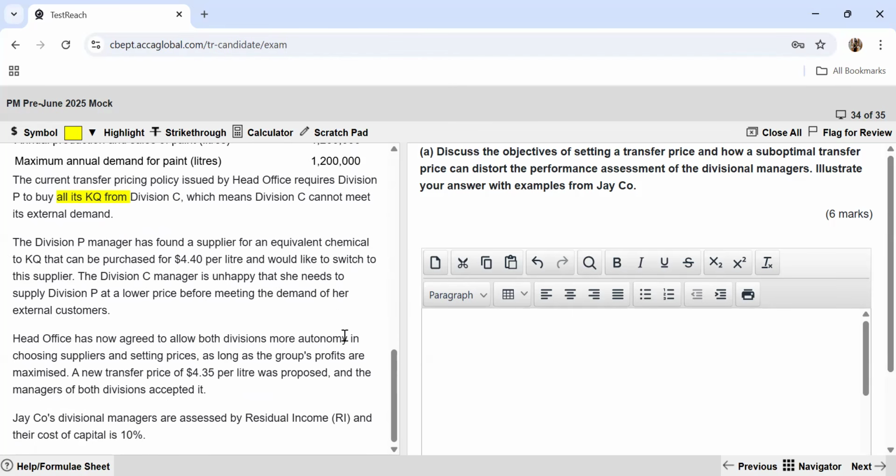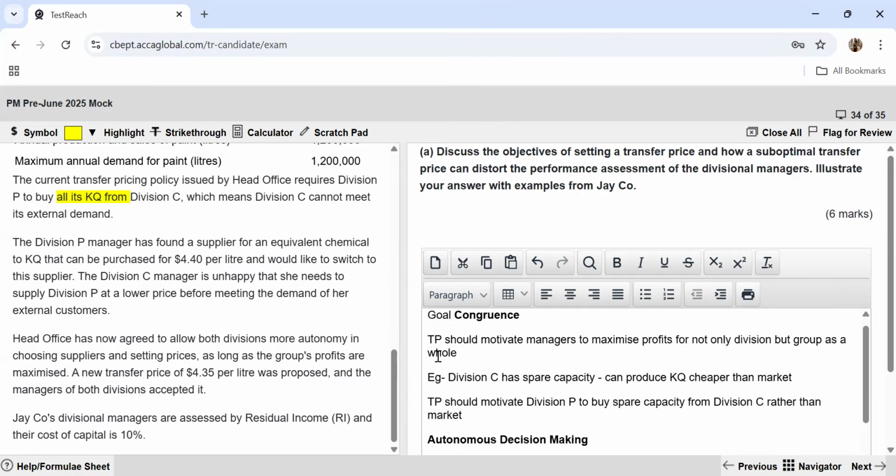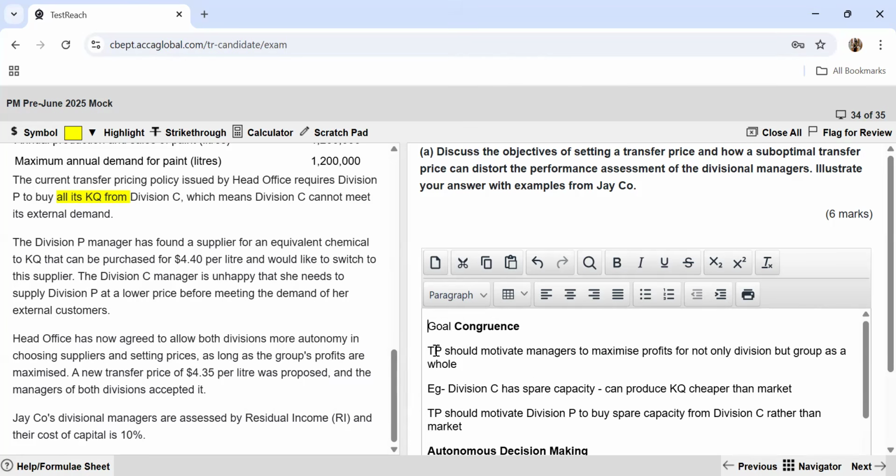So now, coming back to what we had to discuss over here, were the objectives. We have 4 objectives. I've already typed out the answer so that I can just explain it to you and it does not take up much of our time. So the first objective that you would have learned with respect to transfer pricing is we want to achieve goal congruence. What do we mean by goal congruence?